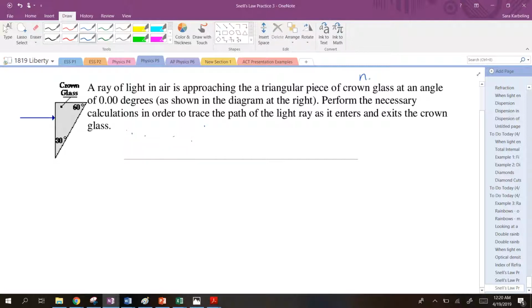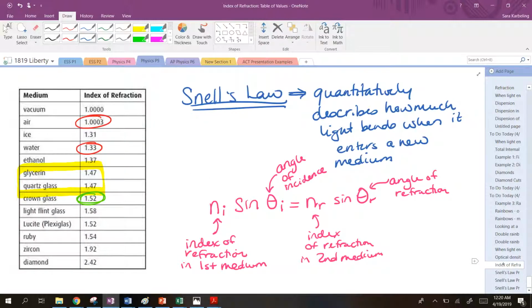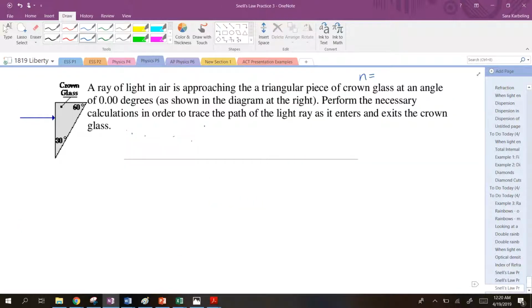All right. The N of crown glass, let's look and see what it said before. Ta-da! It was 1.52.